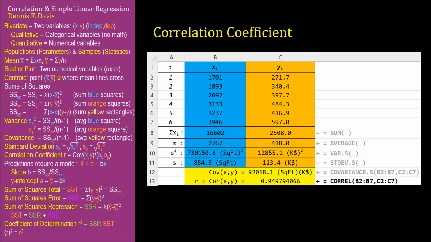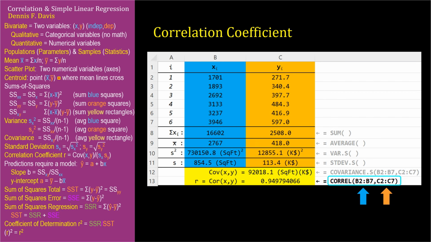And here's our worksheet with the correlation coefficient function added. It's called Correl, C-O-R-R-E-L. And like covariance above it, it needs 2 ranges for inputs, one for the x variables and one for y.